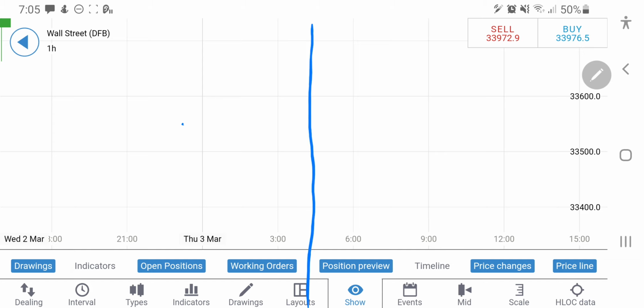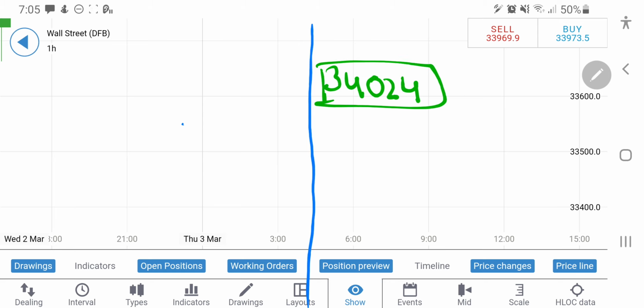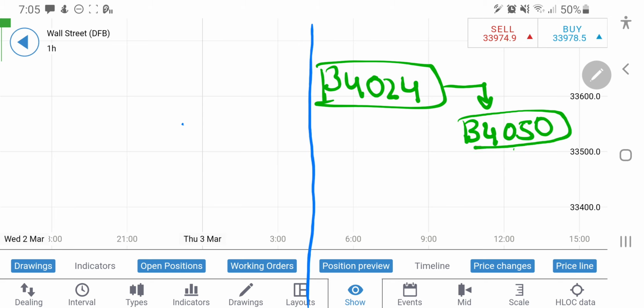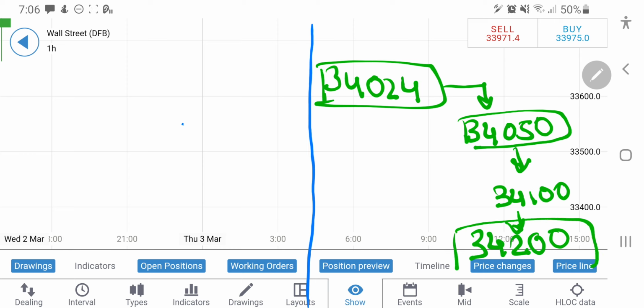So the only long entry I will recommend you to take is at 34,024 levels. If it breaks 34,024, next target is 34,050, and once 34,050 is taken, sky is the limit. First target 34,100, next target 34,200 levels. This is going to be a stronger resistance for the day. Breaking 34,200, my next target is, see, it is talking in terms of hundreds now.